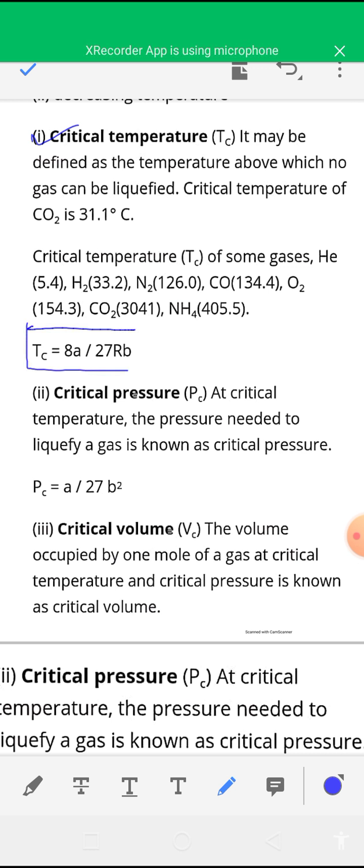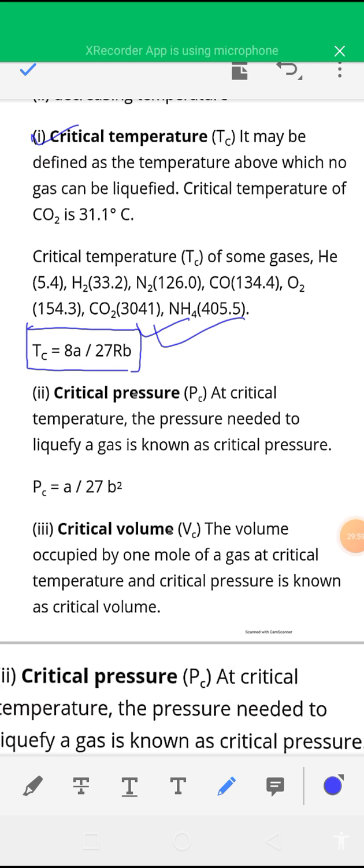There is a formula for calculation of critical temperature for different gases. The formula is Tc = 8a/27Rb, where a and b are van der Waals constants. The values of a and b are different for different gases, and you can calculate the critical temperature for different gases using the formula Tc = 8a/27Rb.